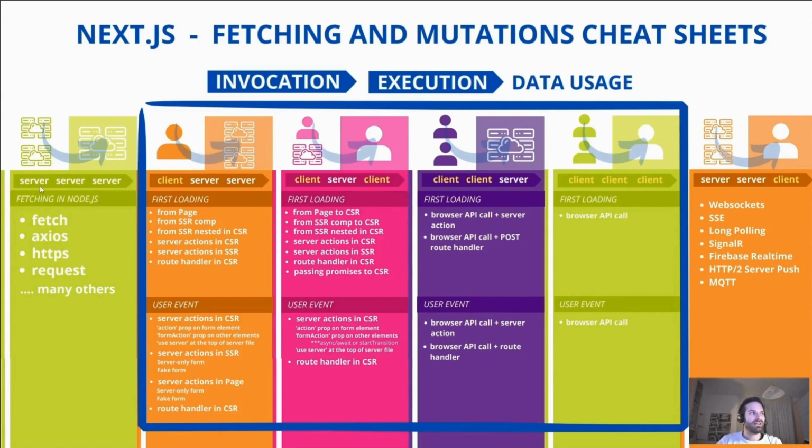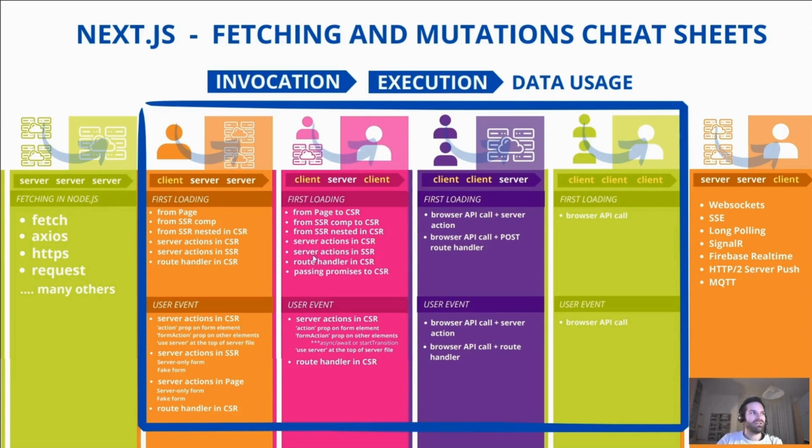In the first column, server and server, the invocation is on the server, the execution of the fetching function is on the server, and data usage is on the server. It's just normal fetching that happens in Node.js, invoked by the server. It can be like workers, like a timed event, like a cron. Everything happens on the server and just stays there. It doesn't involve the client. And there are many libraries and many techniques to fetch data and send an API call on the server.